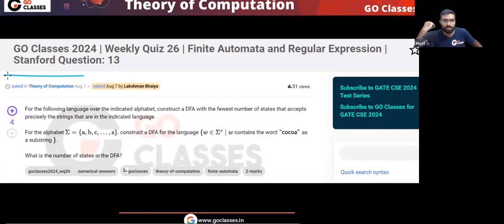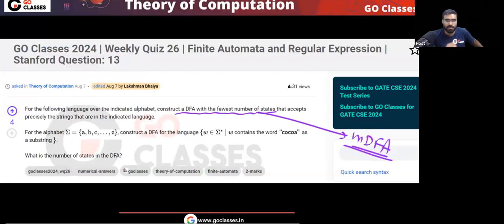Now let's move on. Now let's see this question, question number 13. Read the question carefully. For the following language over the indicated alphabet, construct a DFA with the fewest number of states. So again, we are asking for a minimal DFA that accepts precisely the strings which are in the language. The alphabet is the English alphabet, A to Z.